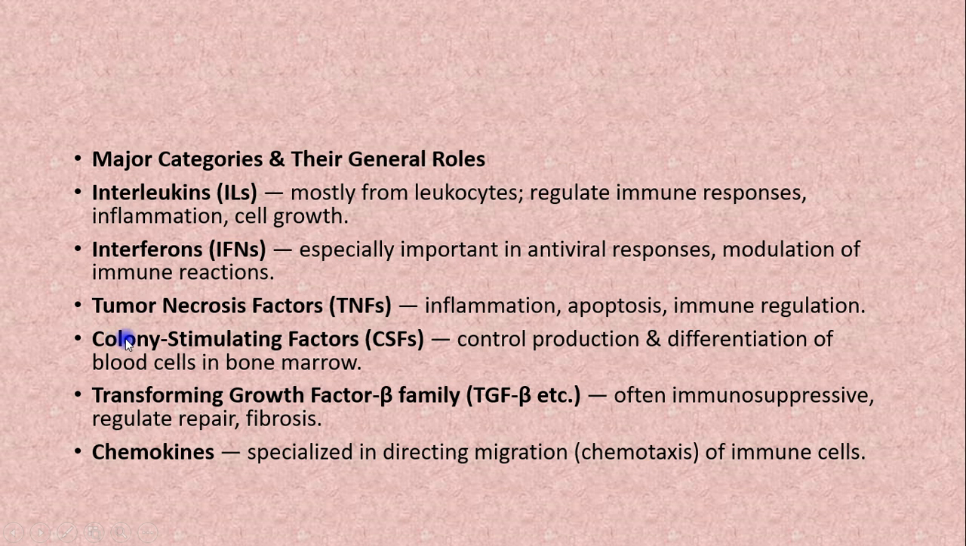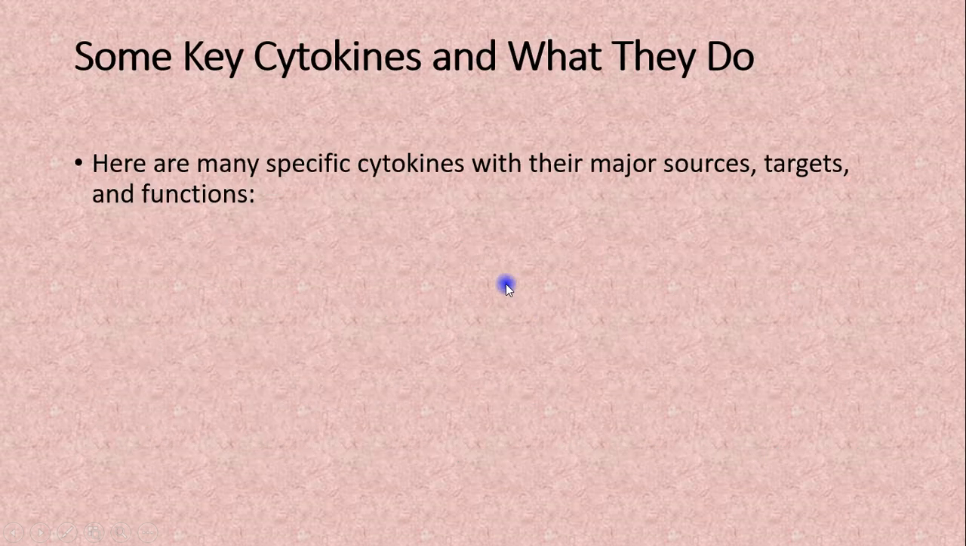We have colony stimulating factors, which control production and differentiation of blood cells in bone marrow. We have transforming growth factor beta family, often immunosuppressive, regulates repair and fibrosis. We have chemokines, which are specialized in directing migration, that's the chemotaxis of immune cells. So in the next slide, we are going to be looking at some key cytokines and what they do.